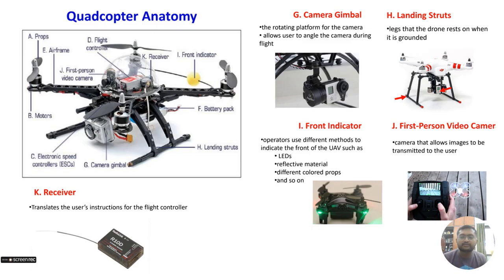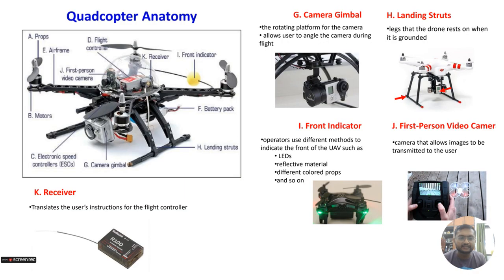So these colors will help us determine, when we give a control, whether it's pitch forward or pitch backward or move right or move left. So how it will go depends on these colors. Then the first person video camera, that video camera allows the image to be transmitted to the user. And then there is a receiver, which translates the user's instruction. What the receiver does is translate whatever instruction we are giving to the flight controller.